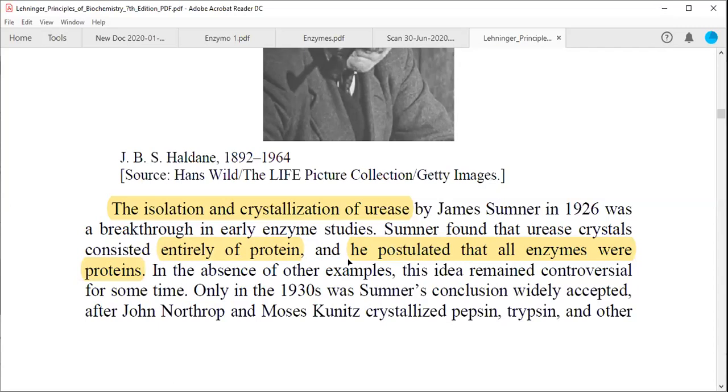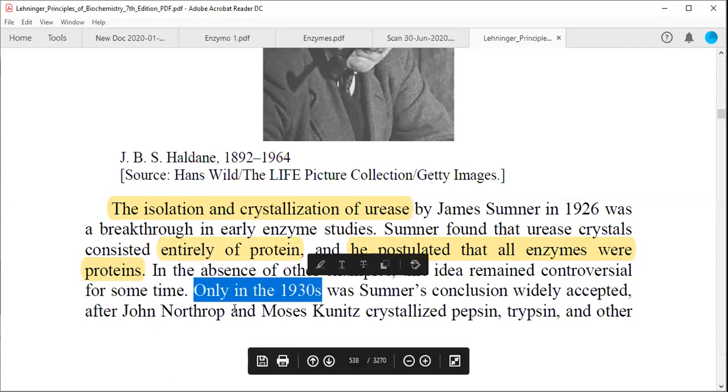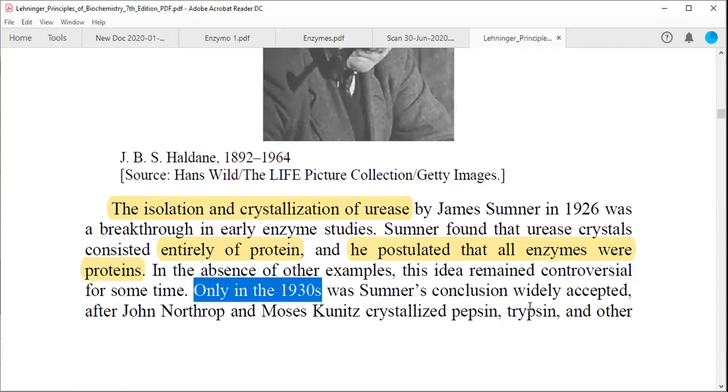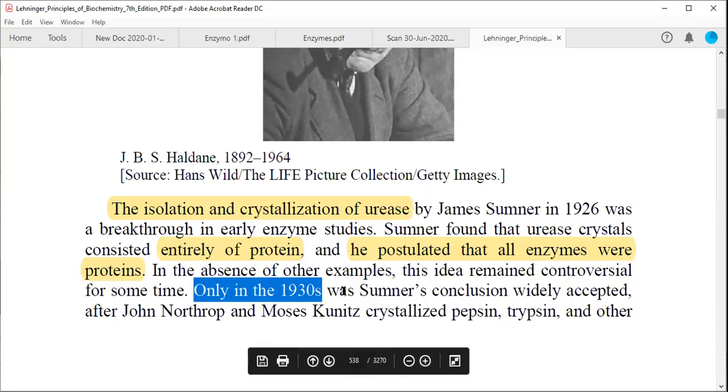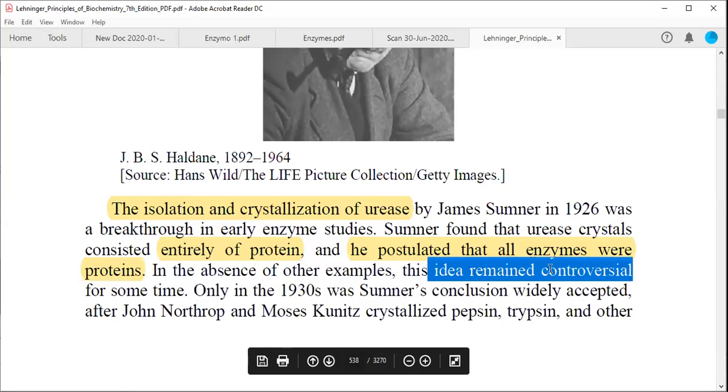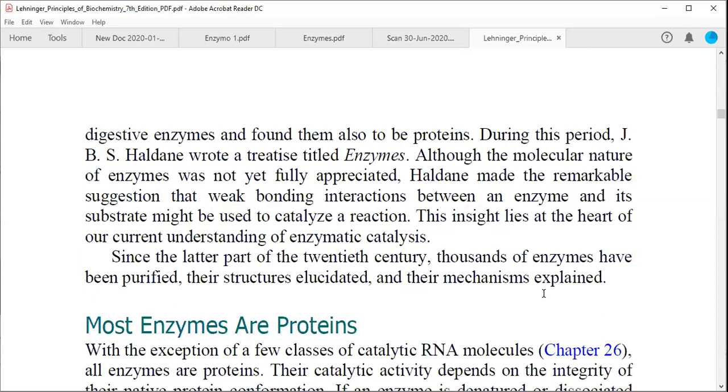So what happens then, around the 1930s, is that other scientists were able to crystallize pepsin, trypsin, and other digestive enzymes, and they also found that these enzymes are proteins. So they also gave the same idea, and this idea, which was a controversy for some time, for some 3-4 years, was settled. In the 1930s, Sumner's conclusion became widely accepted that all enzymes are proteins. Only when certain RNA species were discovered to have catalytic functions did exceptions come. Otherwise, most of the enzymes are found to be proteins.